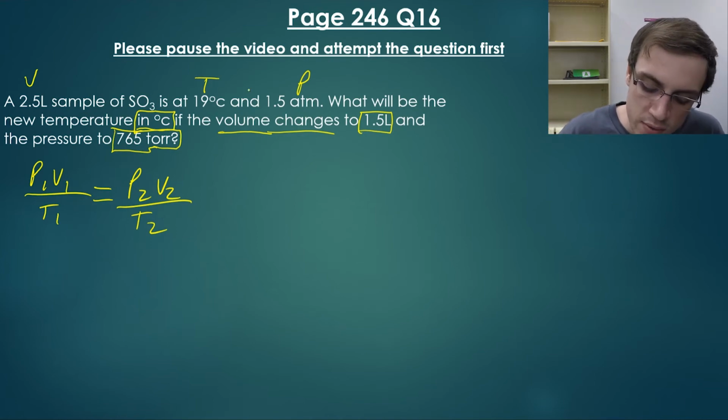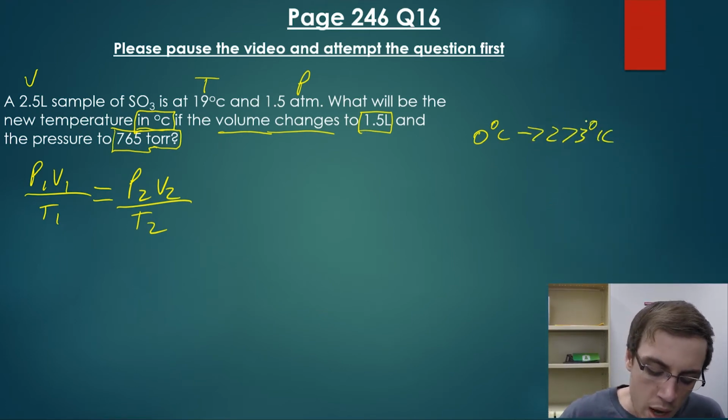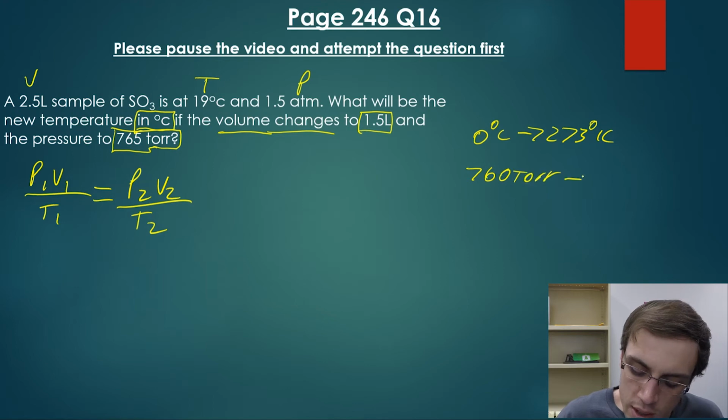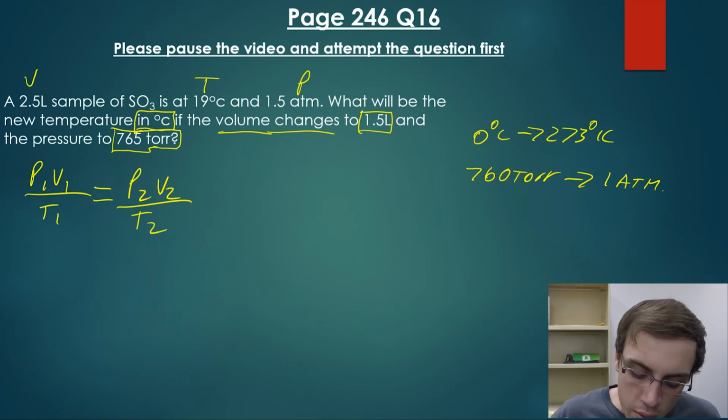So first of all, we need to convert our degrees Celsius. 0 degrees Celsius goes to 273 degrees Kelvin. I'm also seeing here that our pressures are different, so we're going to have to convert our torrs to atmospheres. We know that 760 torr goes into 1 atmosphere. And we look at the volume change, and they're both in liters, so the volume's fine.